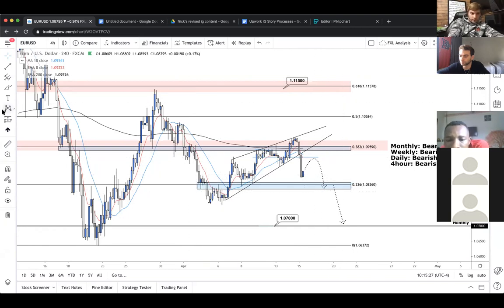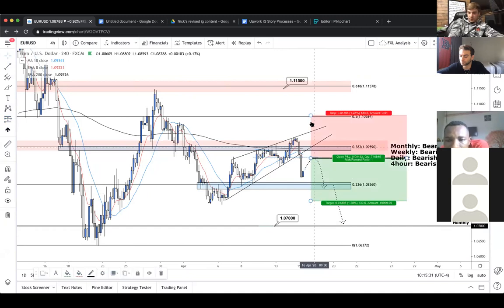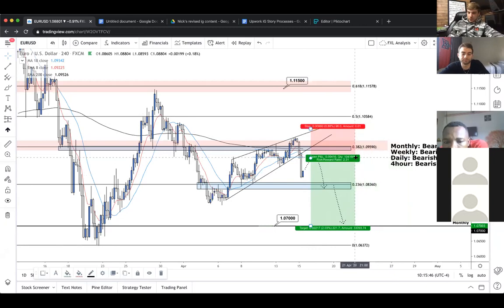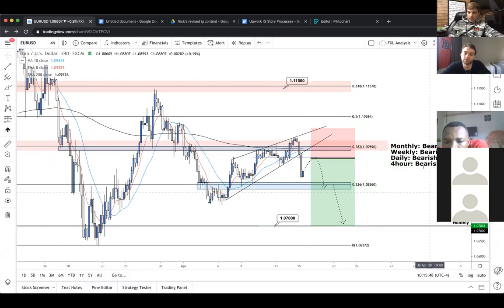So let's just, for the sake of it, mark what this would look like. Right, something like this. And then we're going to target down towards the monthly here. So roughly something like that. Risk 100 to get 200, at least 2-to-1 risk reward. So it could be something like this. Good potential trade setup. Right, that's definitely possible.